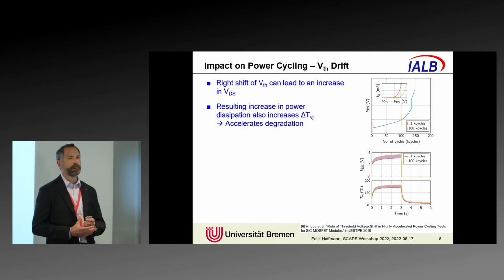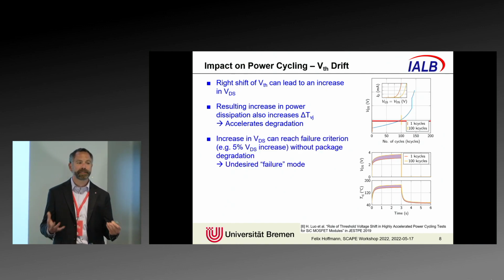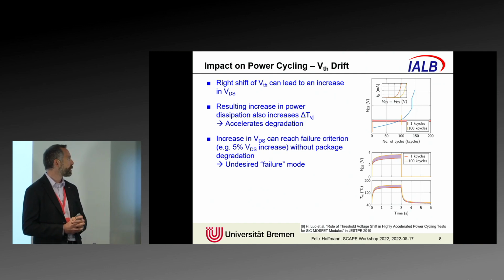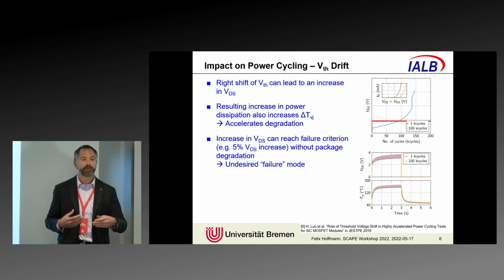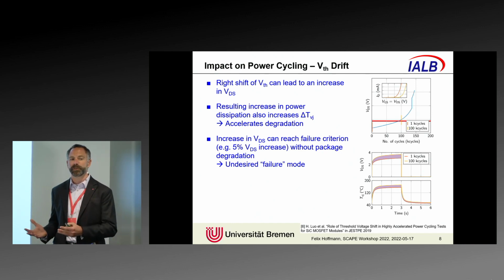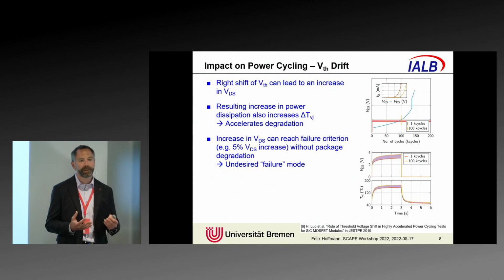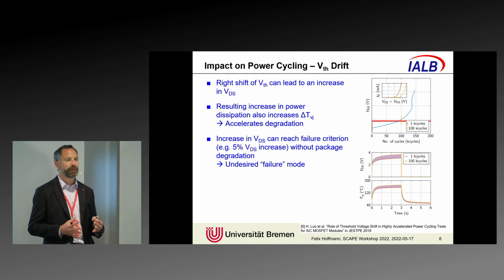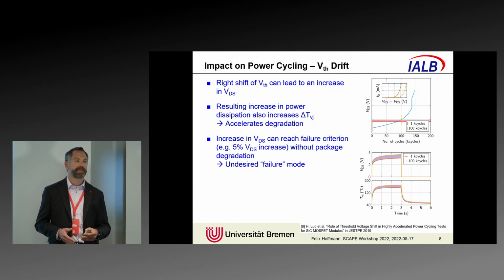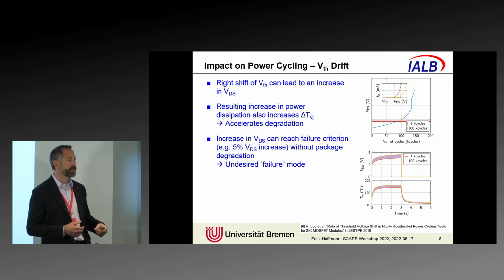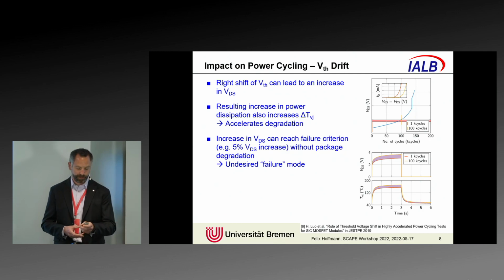It gets even worse, however, because if you apply a fixed failure criterion, which is pretty common, for instance, a 5% increase in drain source voltage, you can reach this failure criterion without package degradation even occurring. And this is a problem because the power cycling test usually is targeted to assess the device's integrity towards thermomechanical stress, and there are either bond wire liftoff or chip solder degradation as a failure mode. And this can trigger an undesired failure mode.